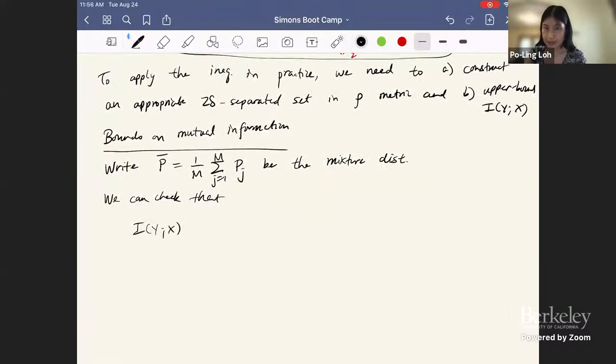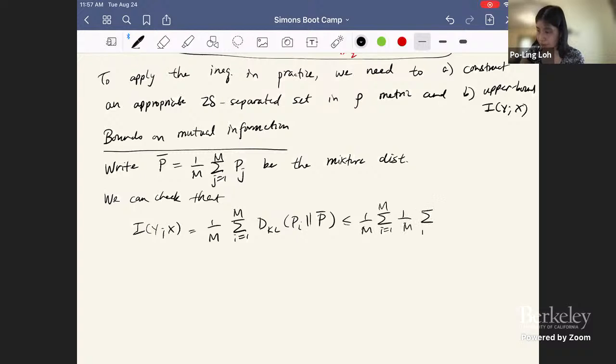I of yx is equal to 1/m, sum i goes from 1 to m of the KL divergence between pi and p bar. And this, it turns out, is upper bounded by 1/m, sum i goes from 1 to m, 1/m, sum j goes from 1 to m of the KL divergence between pi and pj. And this last inequality comes from the convexity of the KL divergence in the second argument.